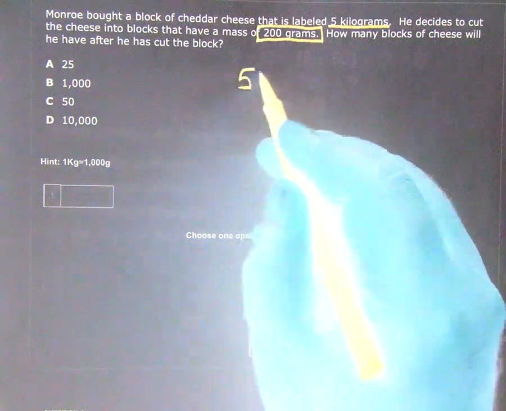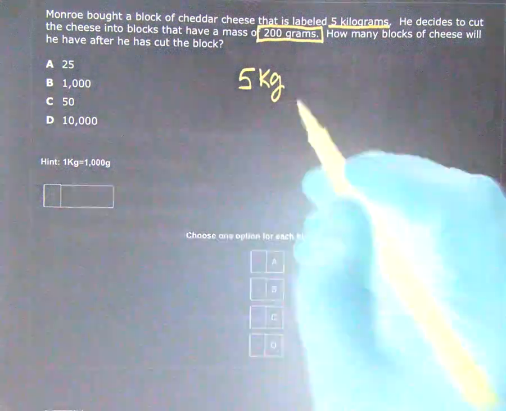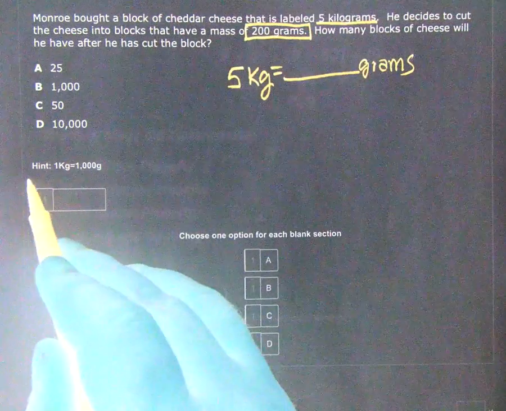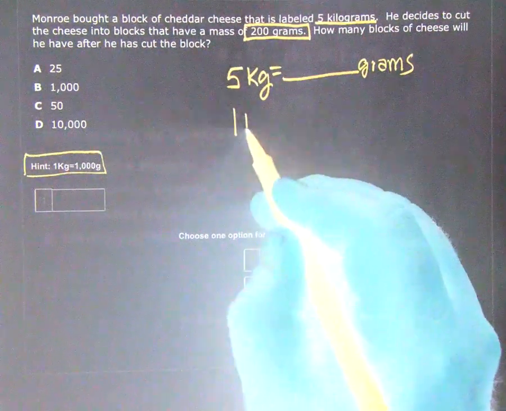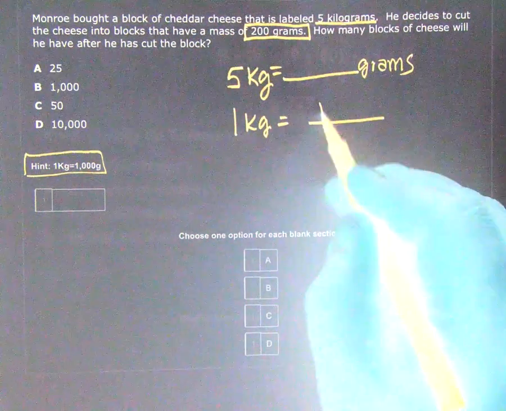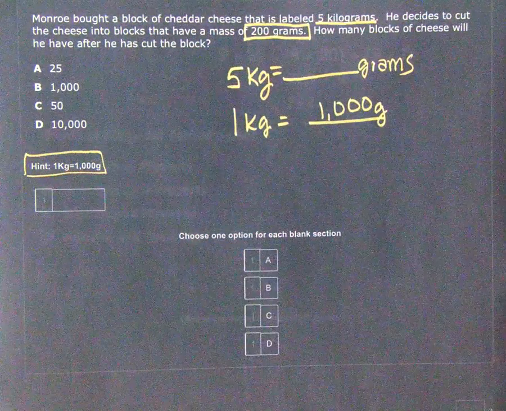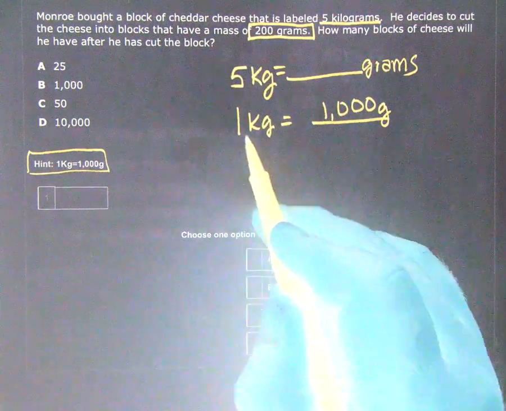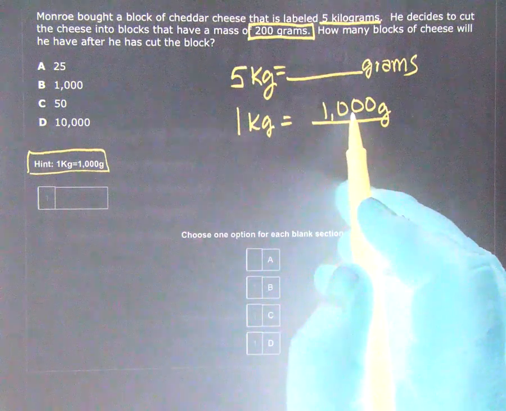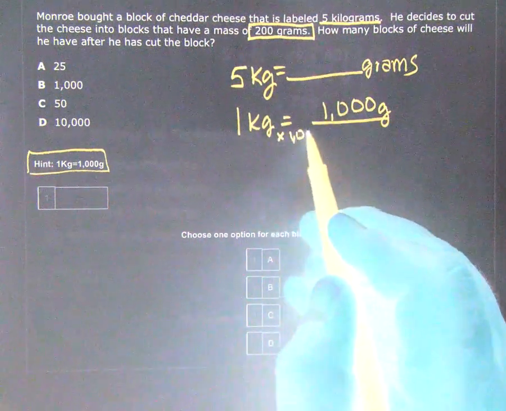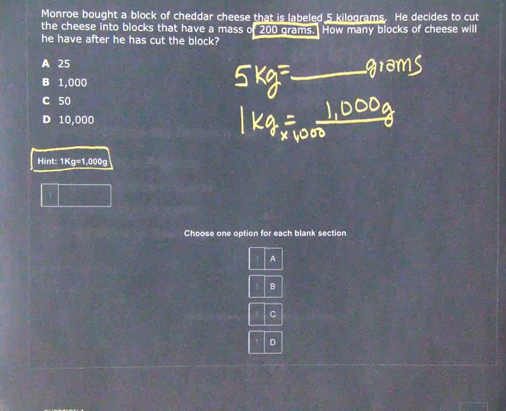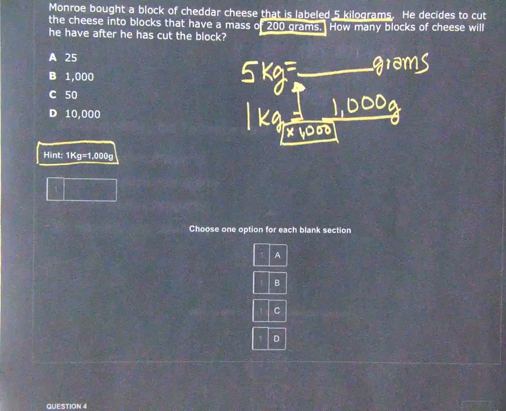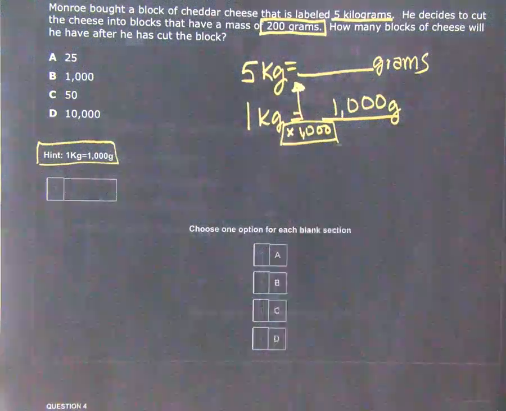And what we have here is the hint. 1 kilogram equals 1,000 grams. Well, that's kind of easy because I know that 1 kilogram equals 1,000 grams. How did I get from 1 kilogram to 1,000 grams? I multiplied by 1,000. So if I multiplied by 1,000 to figure this out, then I could also multiply by 1,000 here, which would give me a certain amount of grams.